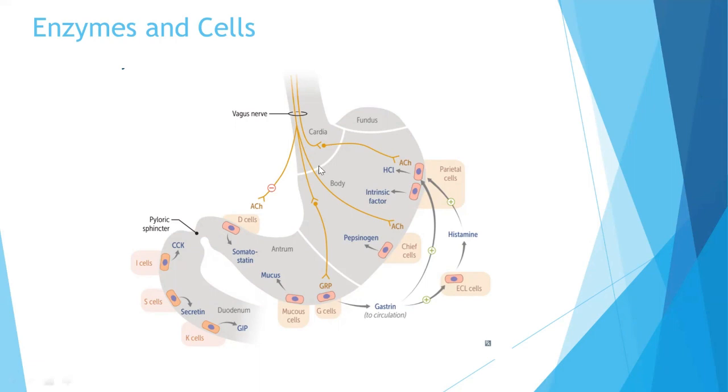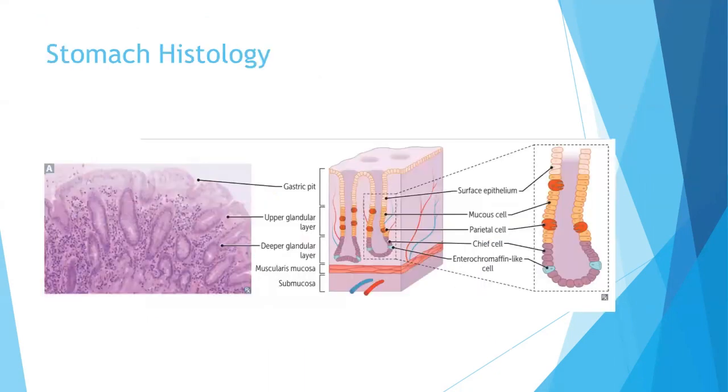Now let's talk about the enzymes and cells of the stomach. Okay, now in the stomach, you have the parietal cells, the enterochromaffin-like cells, the chief cells, the G cells, the mucous cells, the D cells, the I cells, S cells, K cells. Now, when you just look at this picture, you can get confused. So we will first look towards the text, and then we will come back to this picture. But first of all, let's revise something about the stomach histology.